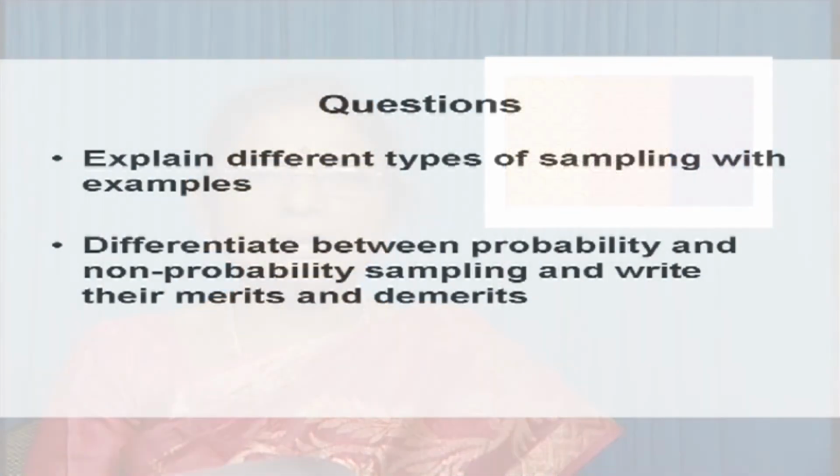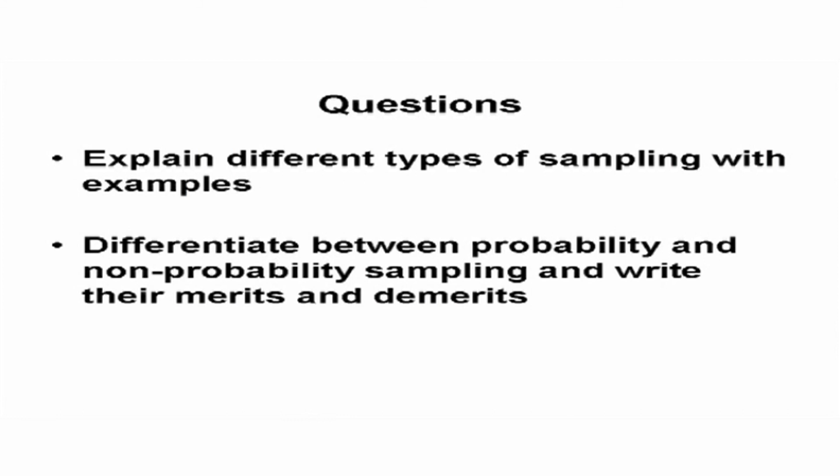Dear students, I want you to answer some questions. The questions are: 1. Explain different types of sampling with examples. 2. Differentiate between probability and non-probability sampling and write their merits and demerits. Okay, students, now I am sure that you have a fairly good idea about sampling techniques in social research.